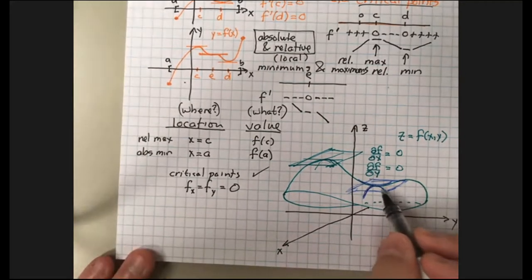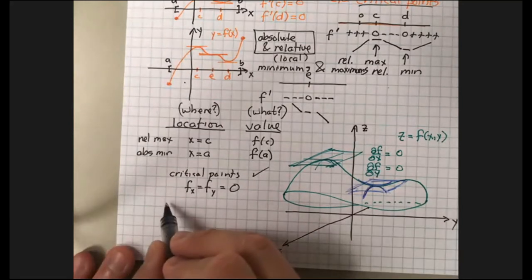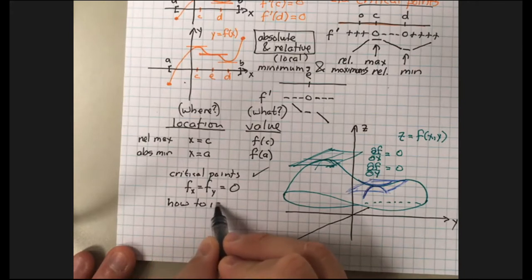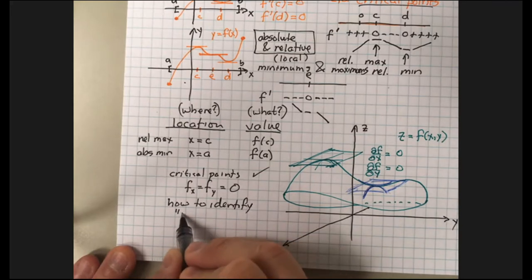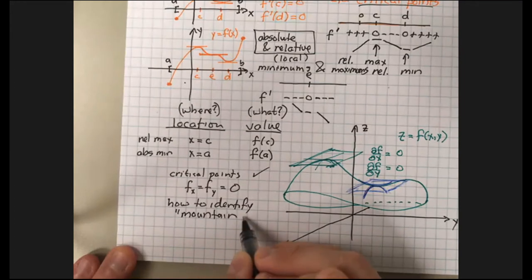How am I going to deal with that? How am I going to identify that? The other thing I have to worry about, so let me just make a note of that: how are we going to identify mountain passes?